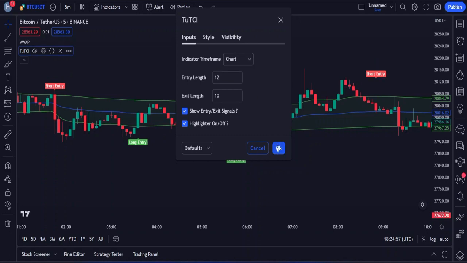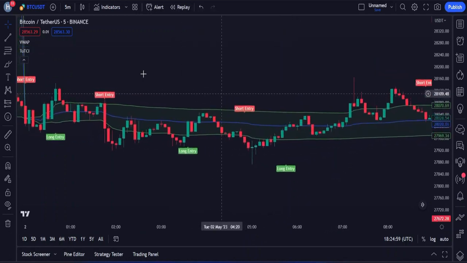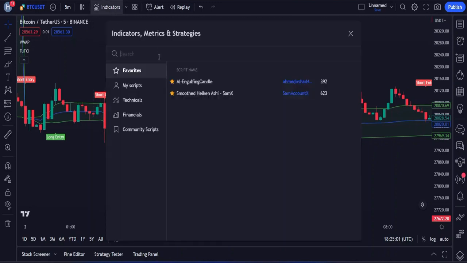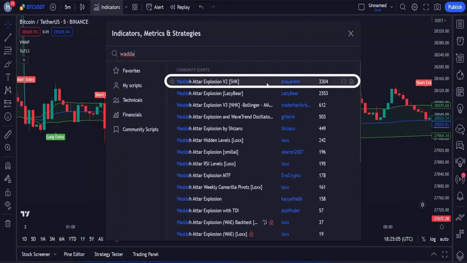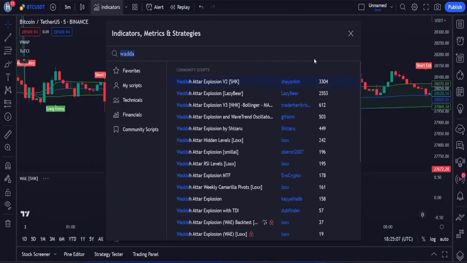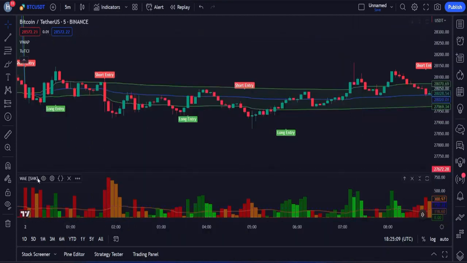After this is done, we will add our final and third indicator to the chart. So again, we will open the Indicators tab and search for Waddah Attar Explosion, and add this indicator by LazyBear. We will change some settings for this indicator also.